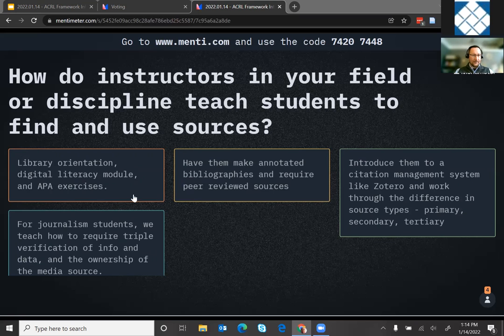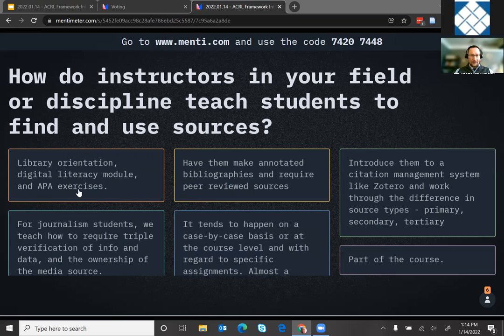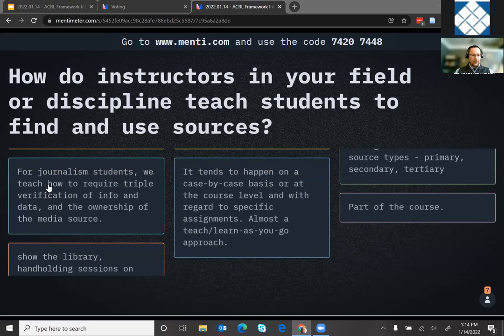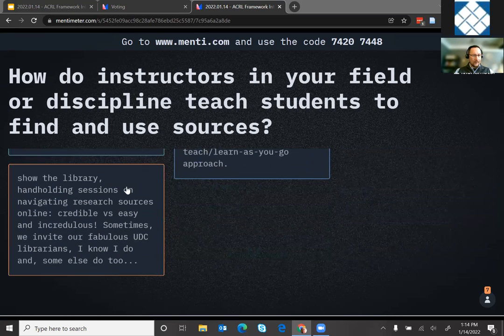Yeah, these are all sounding really good. Using the library, using pre-built exercises. It's built into the course. They make certain kinds of products and have to use certain kinds of sources. Using a citation management system, sure. And work through the difference in types. Verification of information, right? Who owns? Yeah, media consolidation and ownership is a big thing in journalism. Case by case. Course level, right, specific to assignments. Yeah, learn as you go, definitely. Hand-holding sessions, that's what librarians do. We hold a lot of hands.